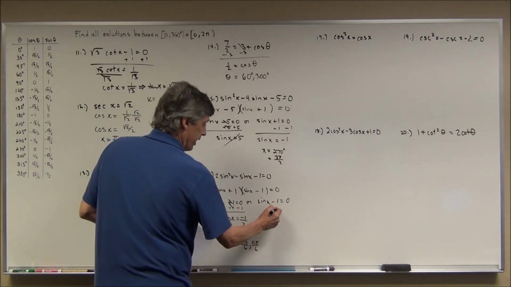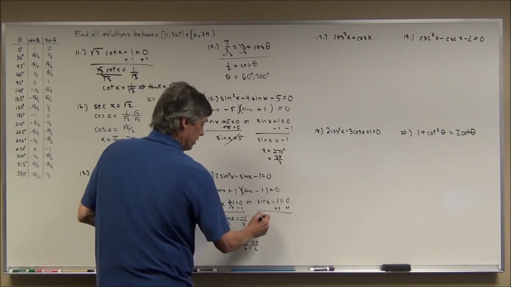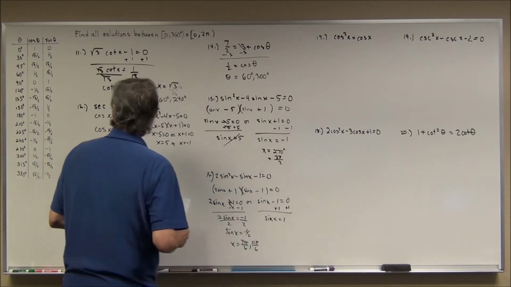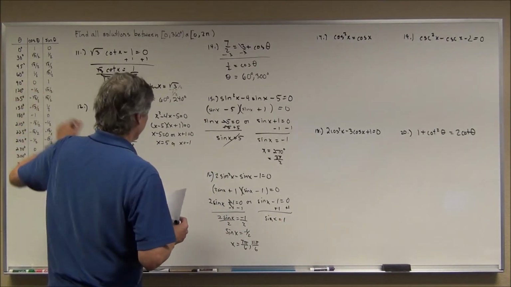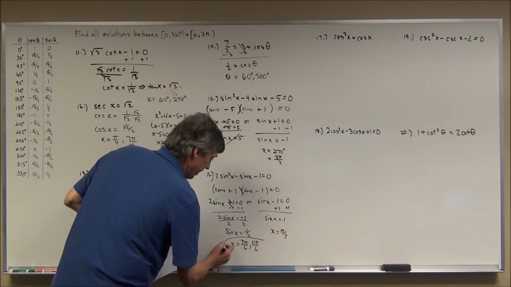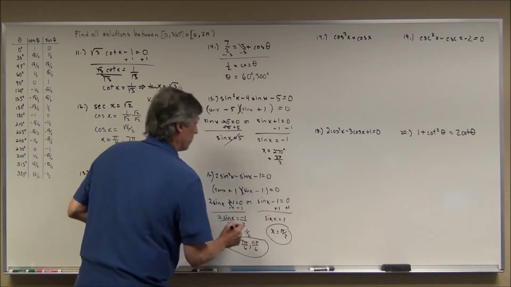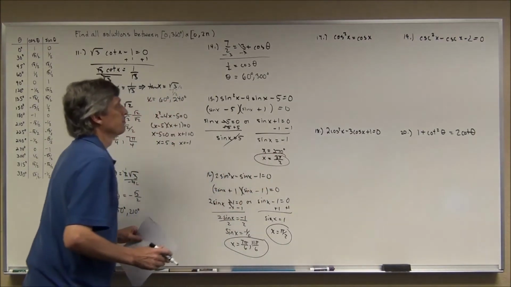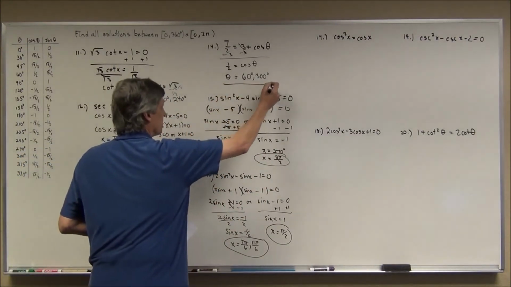Over here, I add 1 to both sides. I get the sine of x is equal to 1. Well, that happens. The sine of x is equal to 1 at 90 degrees, which is pi over 2. So I actually have 3 answers on this one. This one I only had 1. This one I had 2.